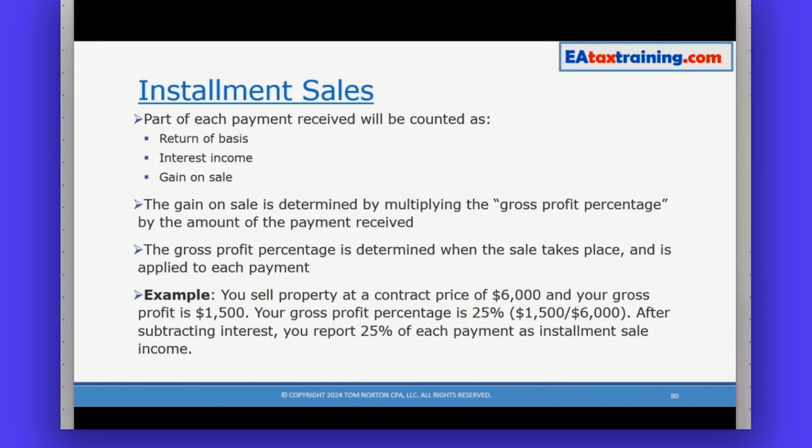That's 25%. After subtracting interest, 25% of each payment you receive as part of that installment sale will be income. So this installment sale could take place over 2 years, 3 years, 4 years, 5 years. Doesn't matter. For each payment you receive, 25% of that payment will be considered gross profit. Part of that payment will also be considered interest, and part of it will be considered a return of your basis, the return of your purchase price or cost of that asset.